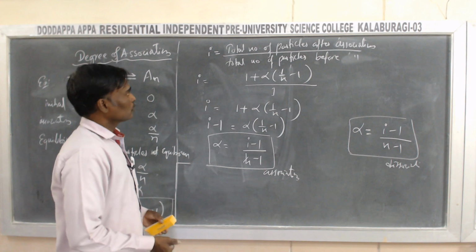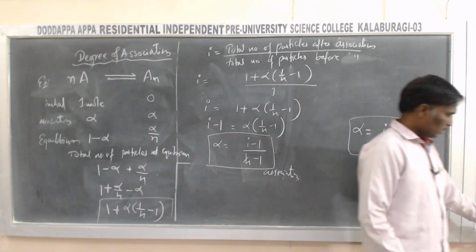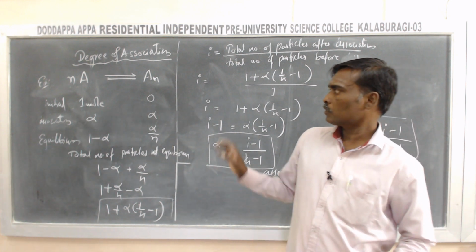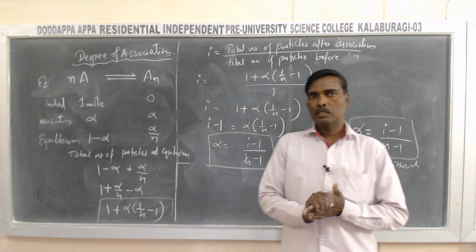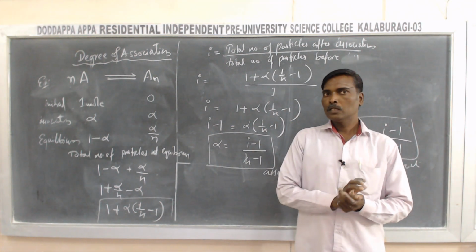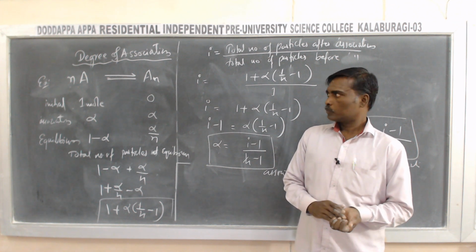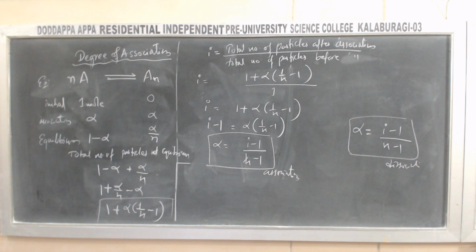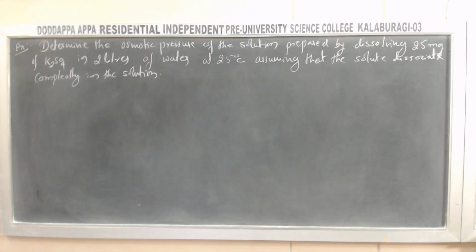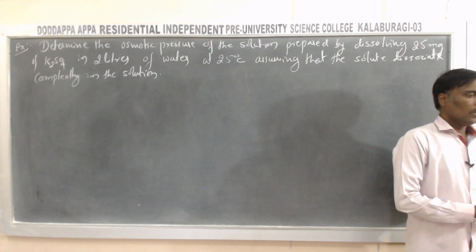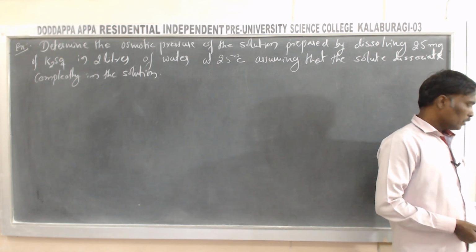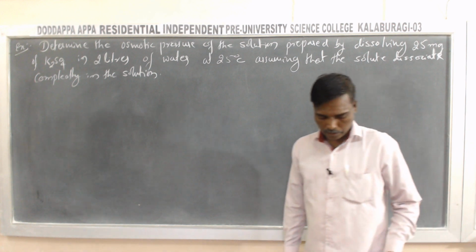So this is all about the theory part. Next, let me solve a few numericals on this degree of dissociation. In CET it is very important. So let me solve one or two examples. Now students, here is one example I wrote on the board. Let me read that example.